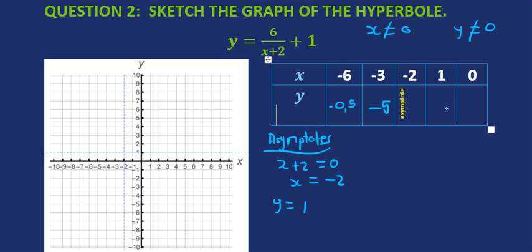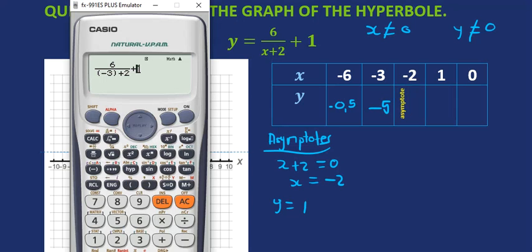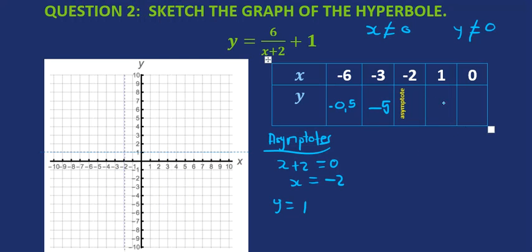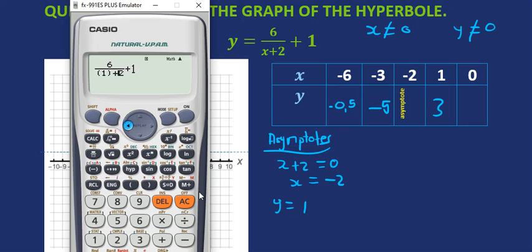Now let's go to the right hand side of the asymptote. If we try out 1, we put 1 into our equation, we get 3. Finally, we try out 0. We try out 0, we get 4.